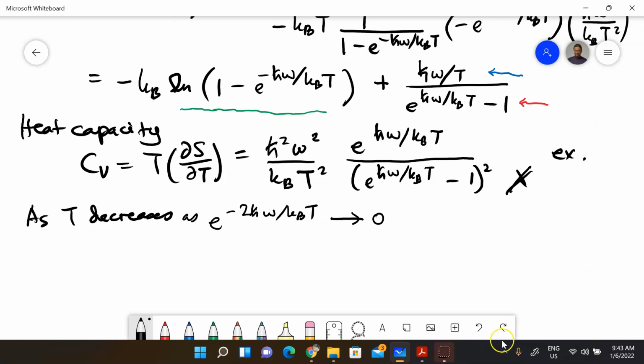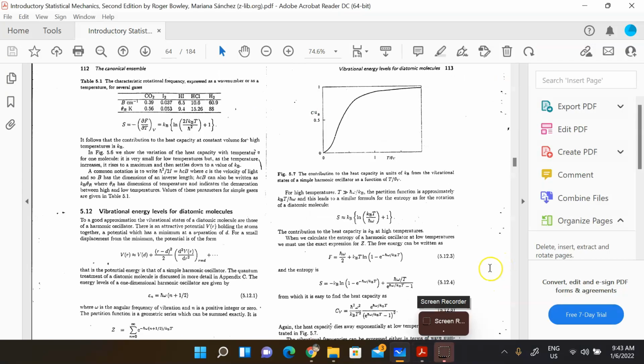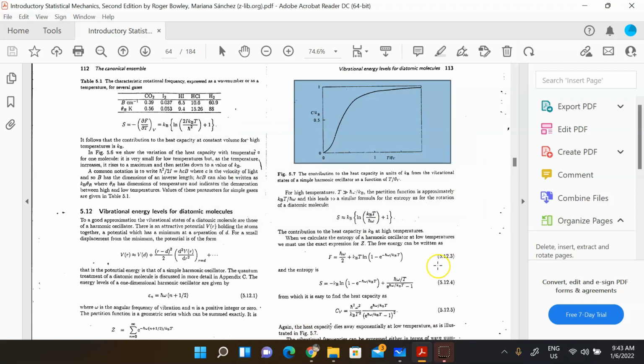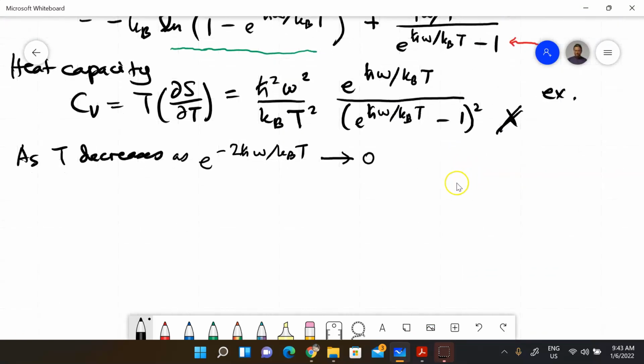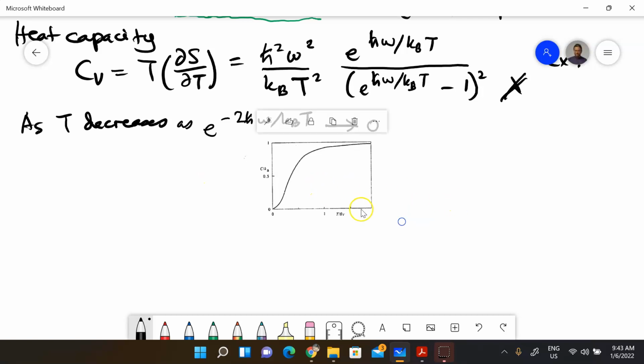Okay, so there is a picture. I think I better just cut and paste. Is this it? Yeah, the vibrational thing. So let me cut and paste there, take a snapshot. So essentially your heat capacity over here will look like this.